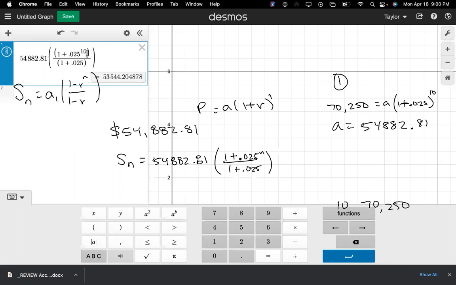Well, this 10, let's take it outside of this parentheses. We're going to raise it to the 10th power. That's a little bit better. But again, after 10 years, we know that her 10th year, she made 70,000. Okay, so something's not right about this. But what is it?